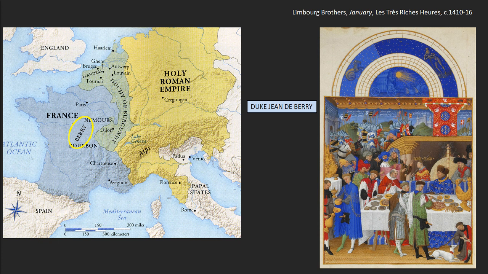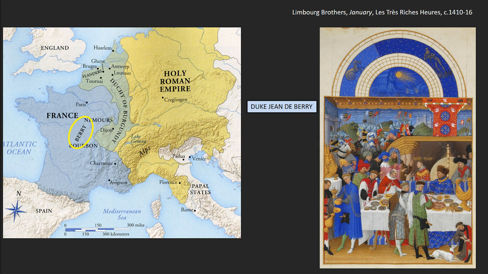Charles's second younger brother was the Duke of the region called Berry, Duke Jean de Berry. And he too was a major art patron. He too was interested in works of art that had this increased degree of realism. And he too used artists that came from the Low Countries. The most famous artists that worked for him were the Limburg brothers. Three of them worked together as manuscript illustrators.